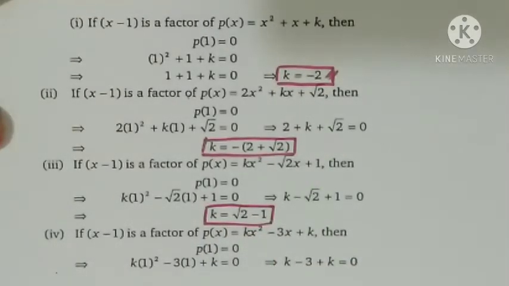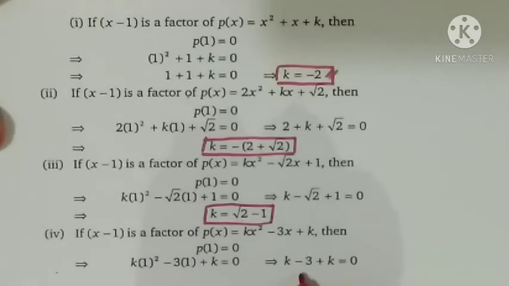Now what is the fourth question? If x minus 1 is a factor of p of x equal to kx square minus 3x plus k, what can we write? p of 1 equal to 0. Now k into 1 square minus 3 into 1 plus k equal to 0. So k minus 3 plus k equal to 0. So what is the meaning of this one? 2k equal to 3 or k equal to 3 by 2. Now we got the final answer also.